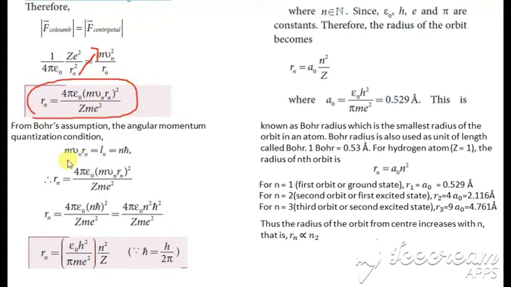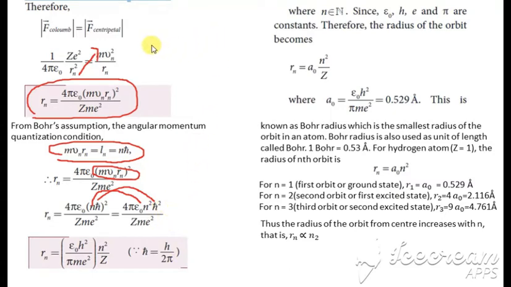And in this already we know mvr is equal to L is equal to nh, and so we are writing this as mvr equal to nh square. And so 4 pi epsilon naught, if you square this we get n square h square divided by Z m into e square. And in this h bar can be written as what?